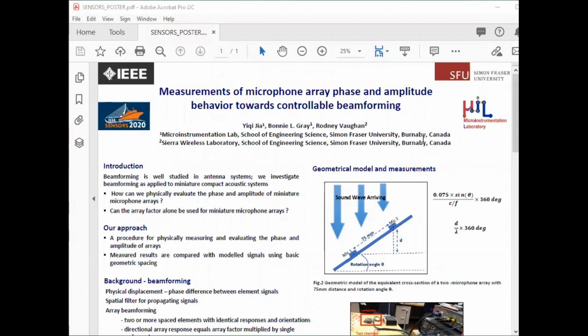The concept of beamforming was developed and well studied in antenna systems. In this paper, we adapted beamforming to miniature compact acoustic systems. The questions discussed are, how can we physically evaluate their phase and amplitude? Also, can the reflector alone be used for miniature microphone arrays? So we presented a procedure for physically measuring the phase and amplitude of arrays using a two-port audio analyzer.